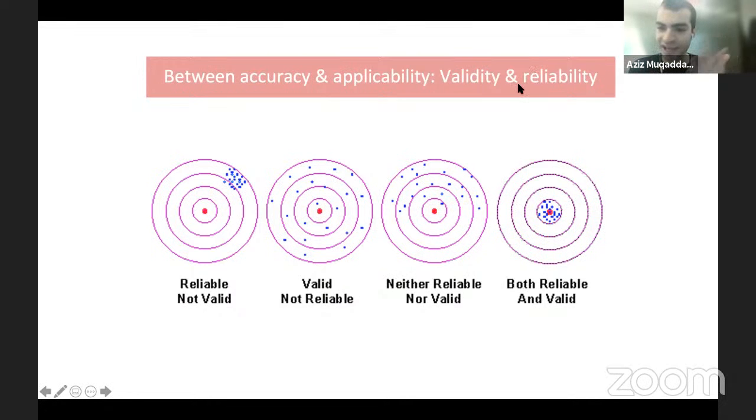Neither reliable nor valid, it's just that weight scale that is totally broken. Both reliable and valid is when you have a fully functioning scale. I am measuring, let's say, excitement, and I have measures about excitement, whether they are psychophysical or even filling out some items, okay?